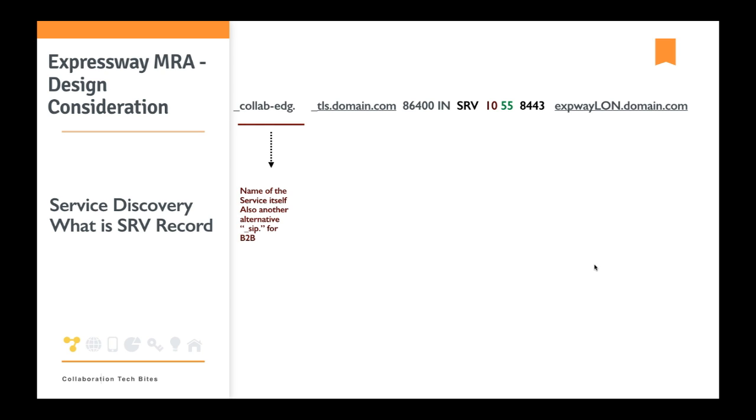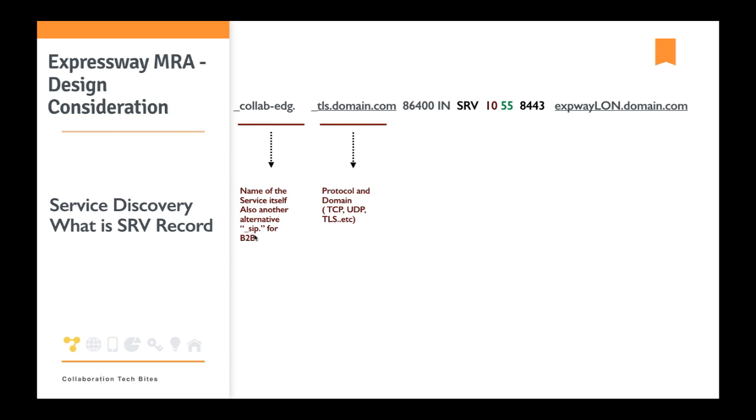We're talking about here _collaboration._edge. Actually, there is an E missing here. Collaboration Edge. Another service for business to business, for example, is _SIP._TLS or _TCP or UDP. _SIP is used alternatively for business to business. So in Collaboration Edge or MRA, we use _collaboration._edge. In business to business, we use _SIP or _SIPS, which is secure SIP.